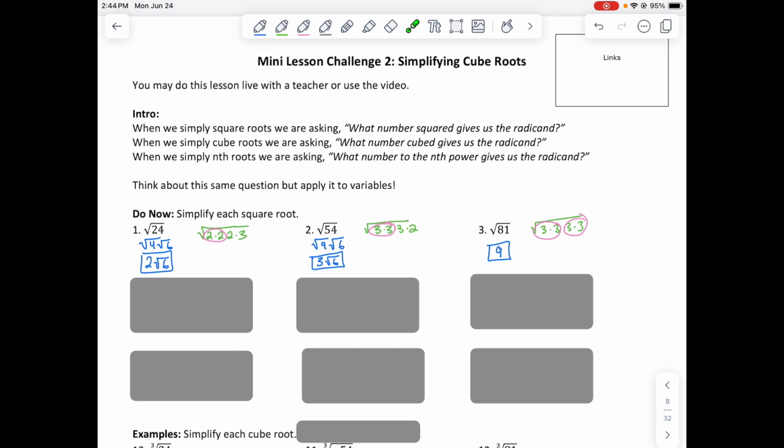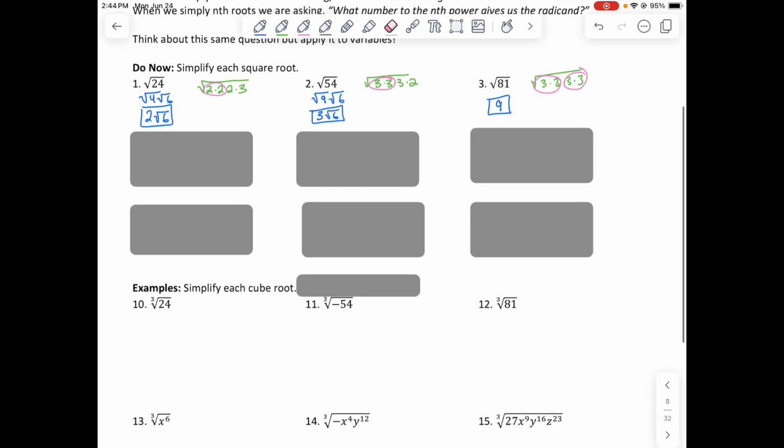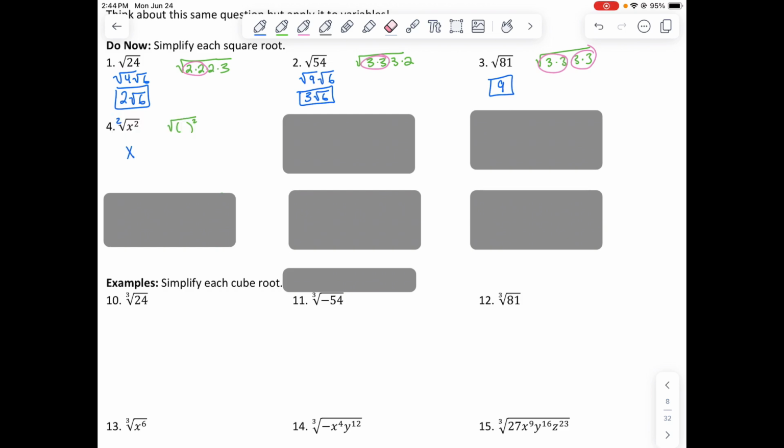Similarly, for the square root of 54, we get 3 root 6 from the square root of 9 times the square root of 6, or we see two factors of 3. And the square root of 81 is 9. 81 is a perfect square, and if we weren't sure, we could write 81 as the prime factors 3 times 3 times 3 times 3, and all of our factors pair up, so we have a 3 squared and another 3 squared.